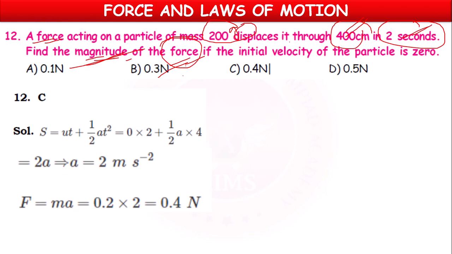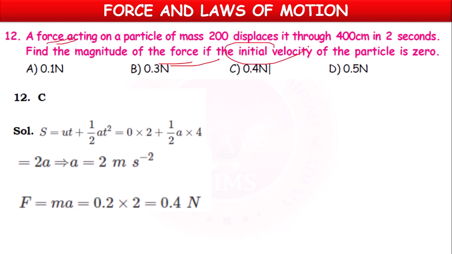Now we have to find the force. If the initial velocity of the particle is 0, the u value is 0. Here, what they have given: mass they have given, displacement they have given, time they have given, and initial velocity they have given. Force we have to find.